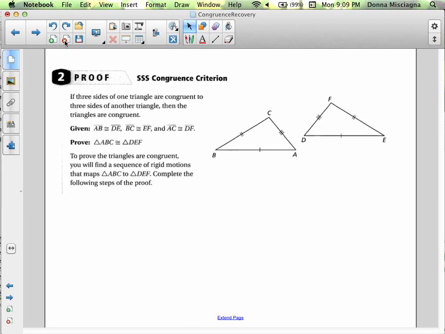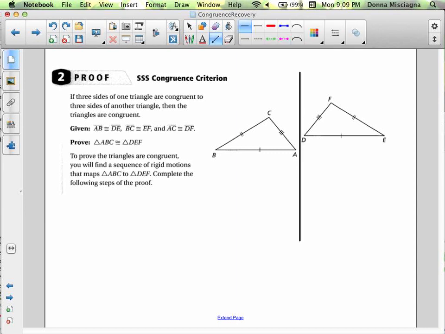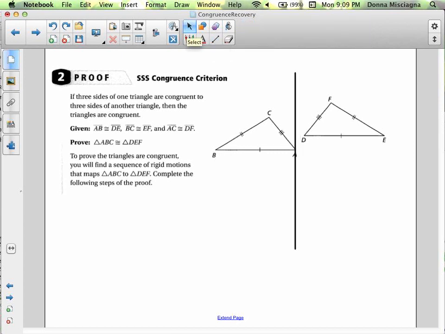So to prove the triangles are congruent, we're going to find a sequence of rigid motions that maps triangle ABC to triangle DEF. And we're going to complete the steps of the proof here. This is going to be an informal proof. So we want to move ABC to DEF. First of all, we're going to need to notice that they're basically mirror images of one another. So what if we reflect about this line? And we can give it a name. Let's have it line N.